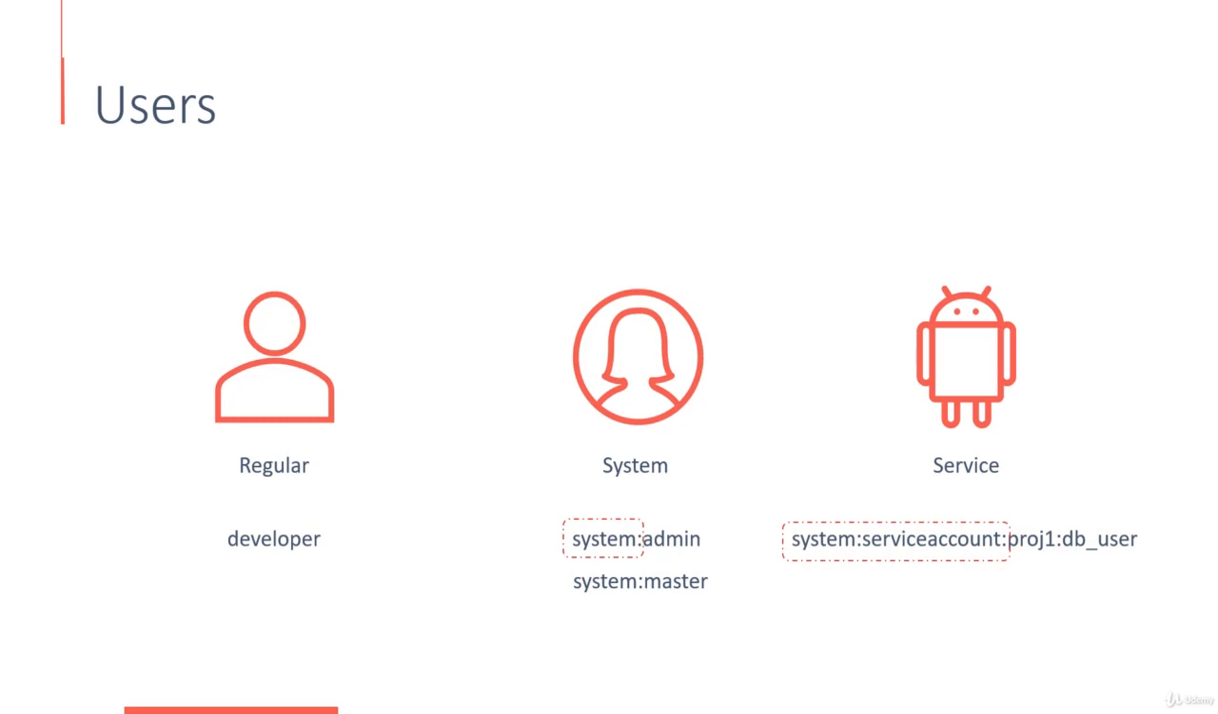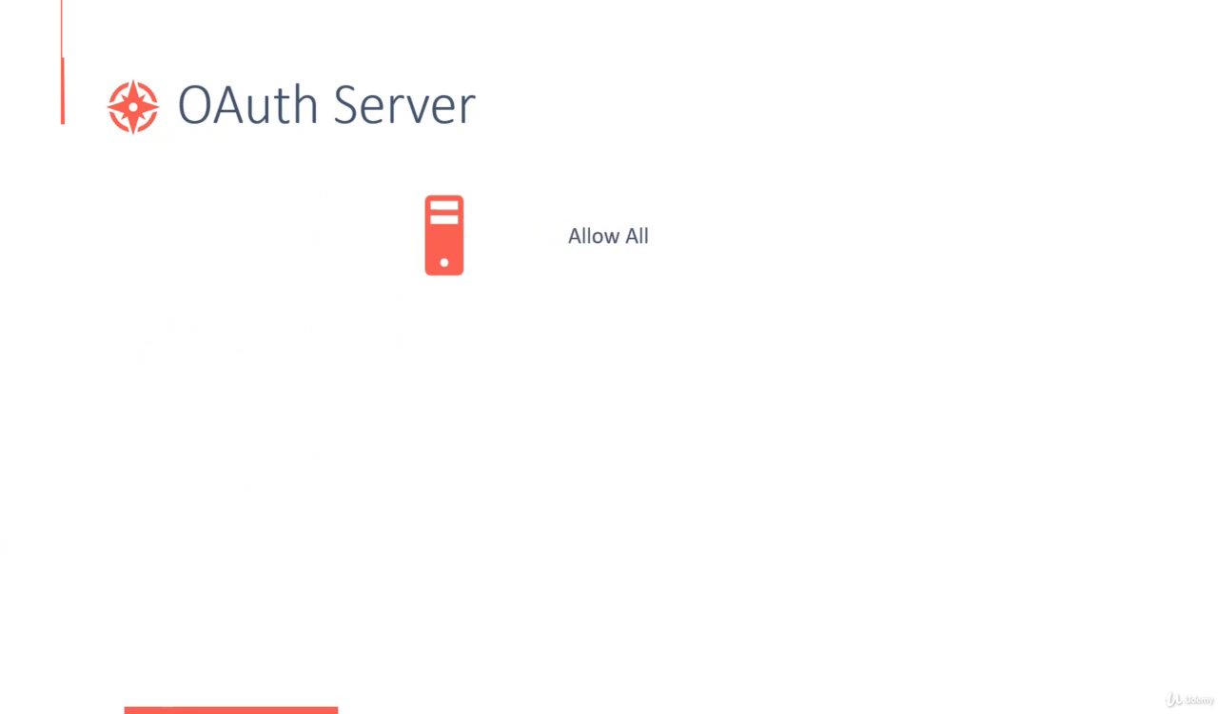OpenShift Master includes a built-in OAuth server that is responsible for authenticating and authorizing users into the OpenShift cluster. For all-in-one mode of setup, such as the one we deployed with Minishift, the default OAuth configuration is set to an Allow All identity provider. That allows any user to log in with any password. If the user doesn't exist within the system, it is automatically created when the user tries to log in for the first time. The password is never verified in this setup.